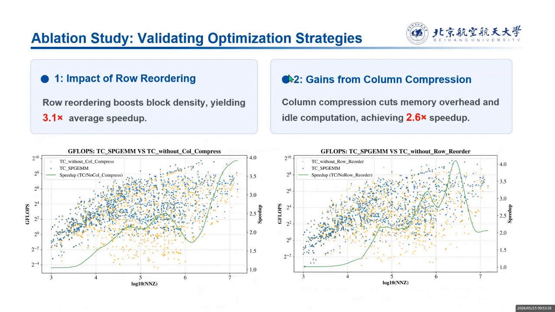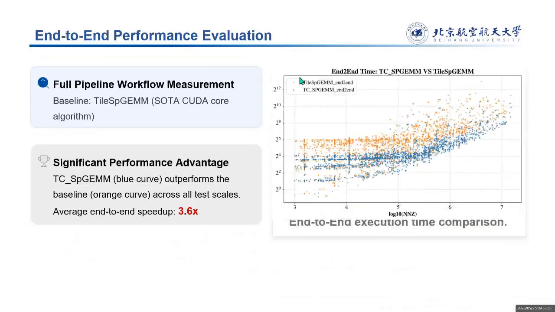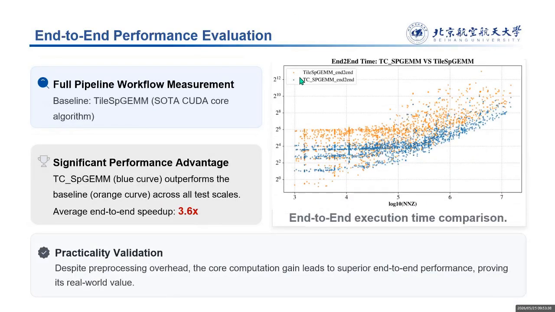The ablation study shows that both row reordering and column compression are important. They bring 3.1 times and 2.6 times speedup respectively, which confirms that better data layout is a key reason for the performance gain. For end-to-end performance, TC-SpGEMM achieves 3.6 times average speedup over TileSpGEMM. Even including pre-processing overhead, it shows that the full pipeline is still efficient in practice.